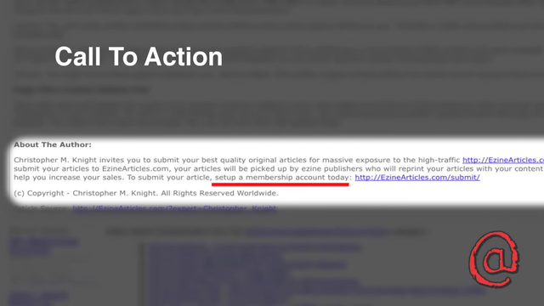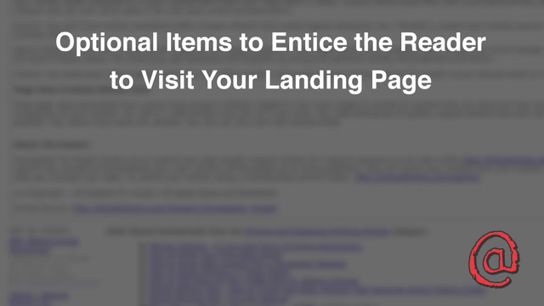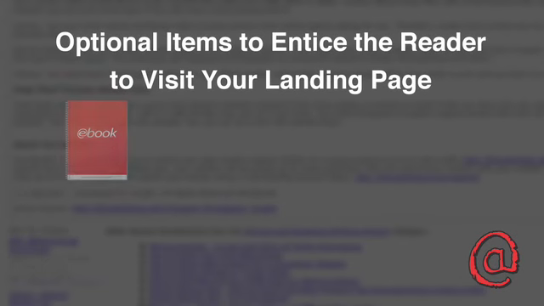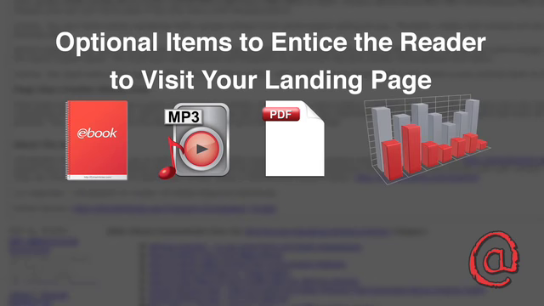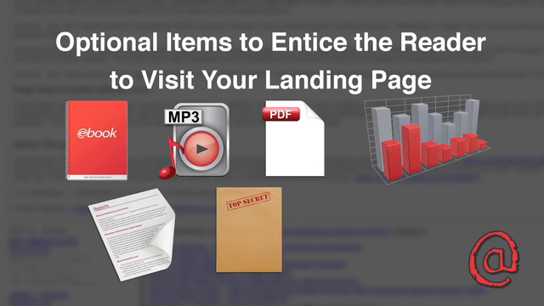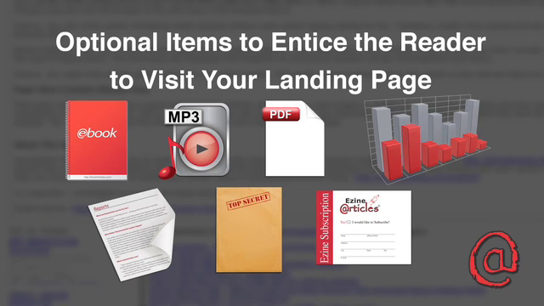In Christopher Knight's resource box, he asks the reader to set up an EzineArticles account and then provides the link to do so. A perfect, simple call to action. Some items you might use to entice a reader to visit your landing page may include a free ebook, an MP3 file, a PDF document, additional graphs or reports, secrets about the industry, or even your eZine subscription information.